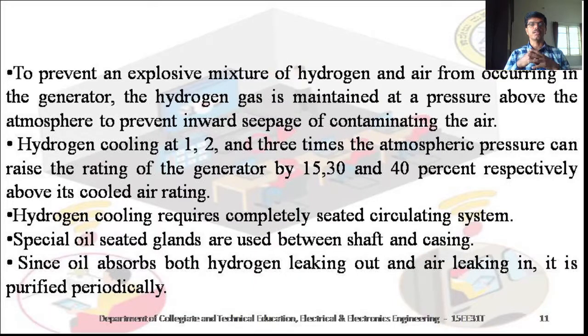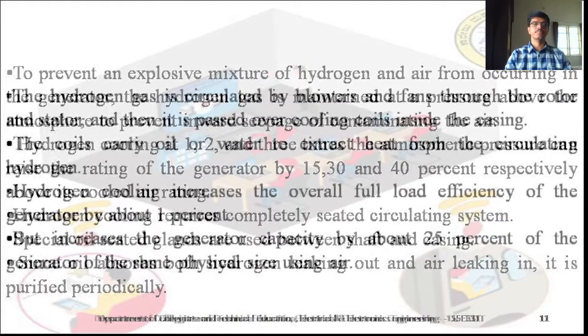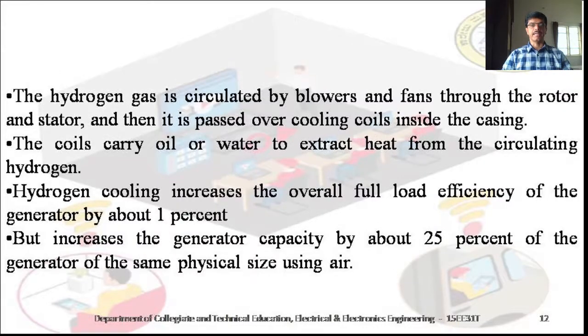This hydrogen cooling system will require a completely sealed circulating system. The entire thing will be enclosed in a circulating area, and special oil sealed glands are used between the shaft and the casing. This oil will absorb both the hydrogen leaking out and also air leaking in. It is purified periodically. And this hydrogen gas is circulated by blowers and fans through the rotor and stator.